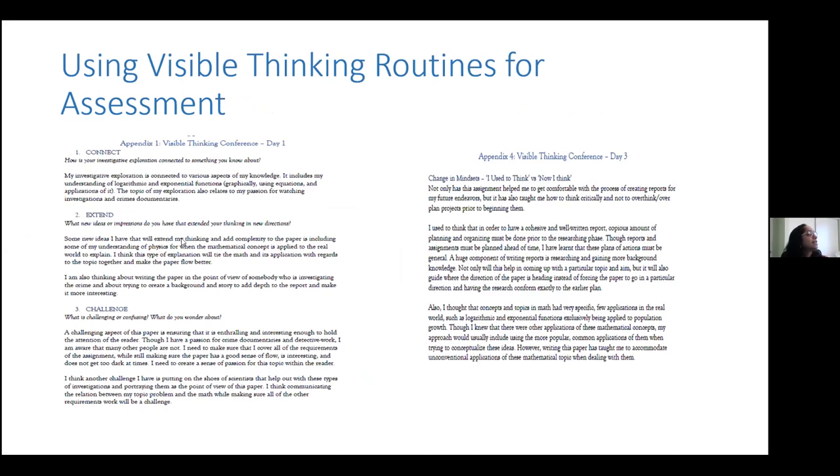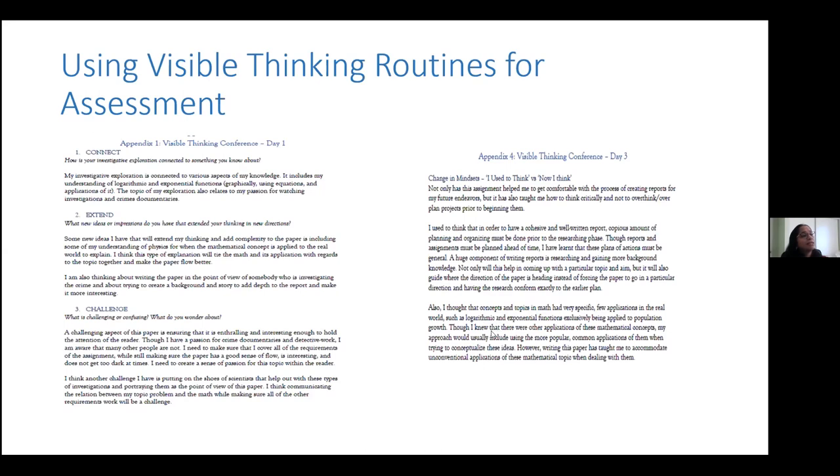"Some new ideas I will extend my thinking and add complexity to the paper, including some understanding of physics. I think this type of explanation will tie math and its application with regards to the topic and make the paper flow better. A challenge I have is putting on the shoes of a scientist that will help me with these investigations. I think communicating the relation between my topic problem and the math while making sure all of the requirements are met is a challenge." And what did she say at the end?